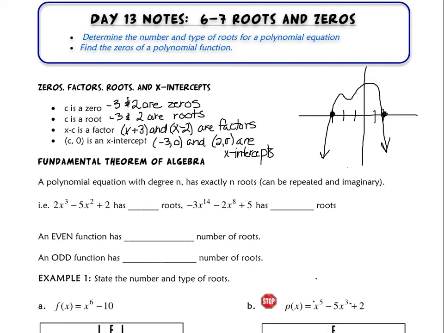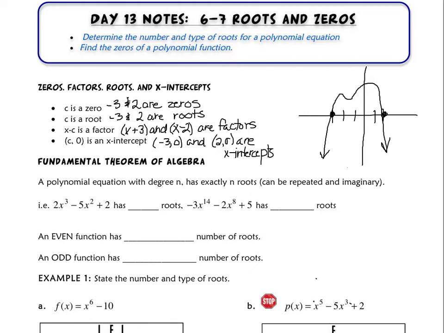However, there is one more section. But because we are going to be doing everything on our calculators, or the majority of the work is going to be done on our calculators, for us, 6-7 and 6-8 become the same section, so we're not going to do notes on 6-8. Okay, so the first thing we're going to do is define zeros, factors, roots, and x-intercepts.